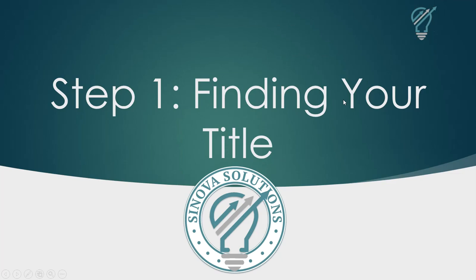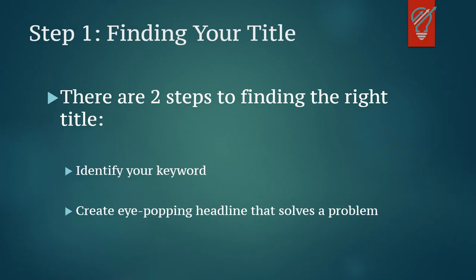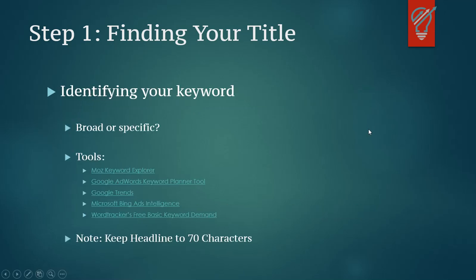So let's go ahead and get started by talking about finding your title. So there are 2 things to consider when finding the right title. First off, you want to think about your keyword for SEO purposes. And then secondly, you want to create an eye-popping headline that's going to go ahead and solve a problem for the person who's searching for you. So when it comes to identifying your keyword, you always want to think, do I want to be broad or do I want to be specific?